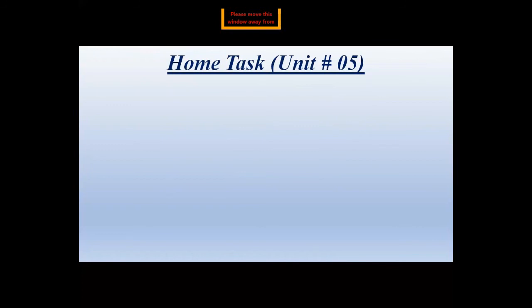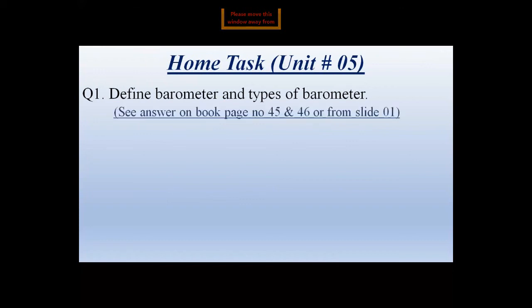So today's home task is unit number 5. Question number 1: define barometer and the types of barometer. You can see the answer on book pages 45 and 46 or from slide number 1. So you will write the definition for the barometer, give the proper heading, and write the barometer definition and its types. You will just write the names of the types of barometer present in slide number 1, and you can also find the answer in your book on pages 45 and 46.